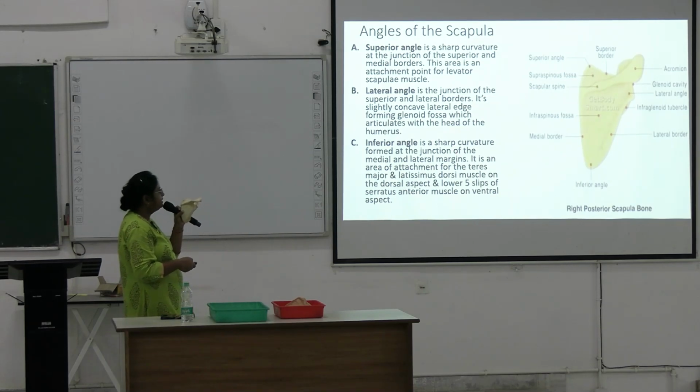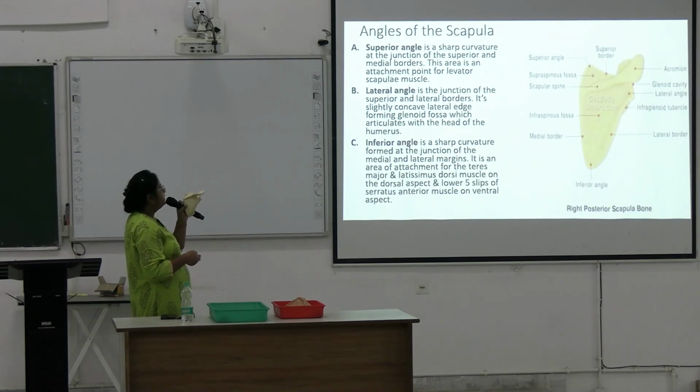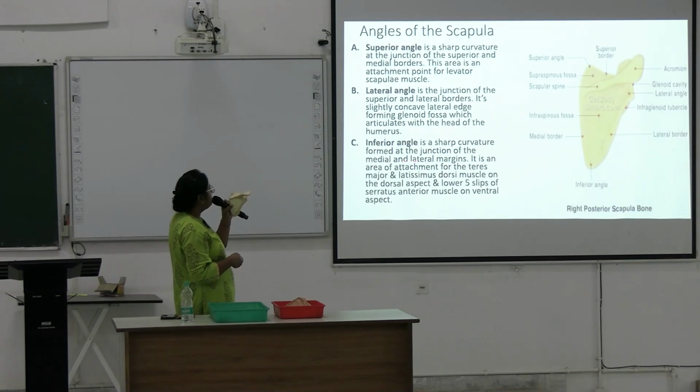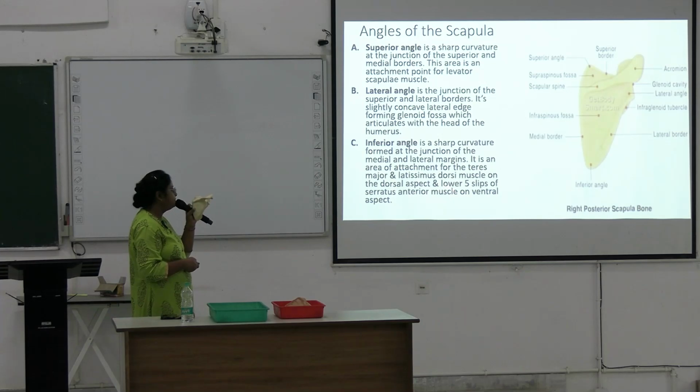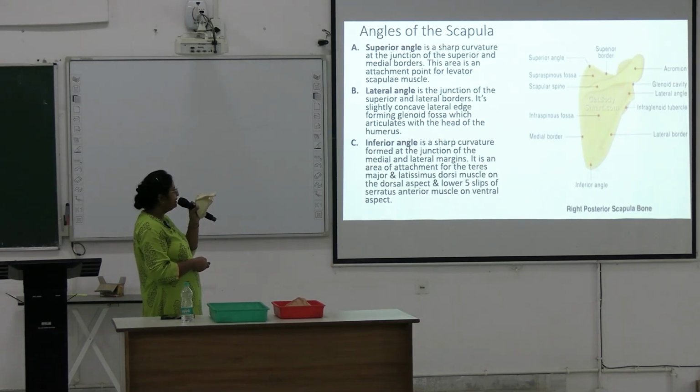Next is the inferior angle. Here is the inferior angle. It is a sharp curvature formed at the junction of the medial and lateral margin. Here, this is lateral margin. Here is the medial margin. At this junction, inferior angle is lying. It is an area of attachment for the teres major and latissimus dorsi. Here along the lateral border, teres major is extending up to the inferior angle, and at this angle, latissimus dorsi muscle is attached on the dorsal aspect, and 5 sleeves of serratus anterior muscle on the ventral aspect.